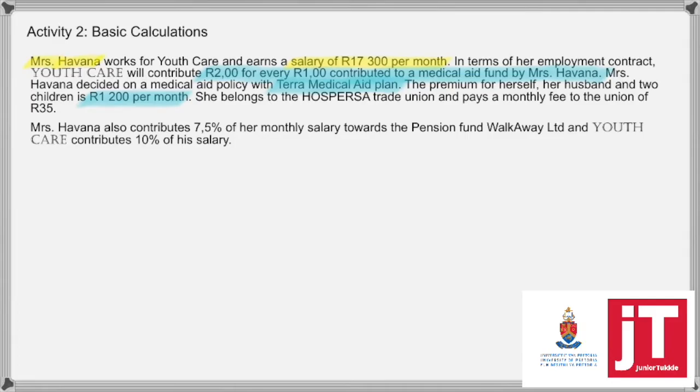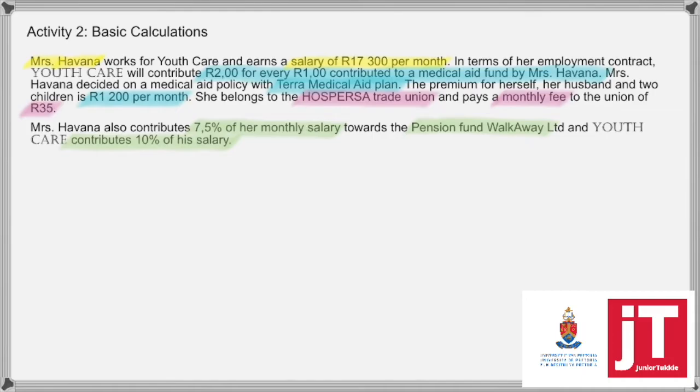Havana pays. Mrs. Havana decided on a medical aid policy from Terra Medical Aid Plan, and the premium for herself, her husband and 2 children is 1,200 Rand per month. She also belongs to a trade union, which has a monthly fee of 35 Rand. Then Mrs. Havana contributes 7.5% of her monthly salary towards Pension Fund Walkaway Limited, and Youth Care contributes an additional 10% of her salary.